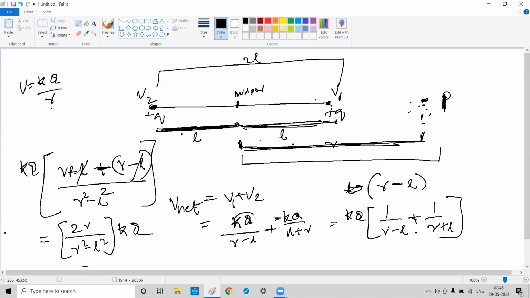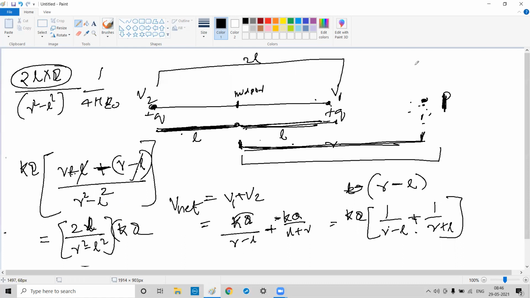So what will happen? Minus L minus L is 2L. R will get cancelled. So we get 2L. So what will be the answer? We will get the answer as 2L into Q by R square minus L square, by 1 by 4 pi epsilon. Why? This K is there. So now you tell me, what is this dipole moment? Intro I told you. P is nothing but 2 into L into Q. So this whole thing can be written as P.